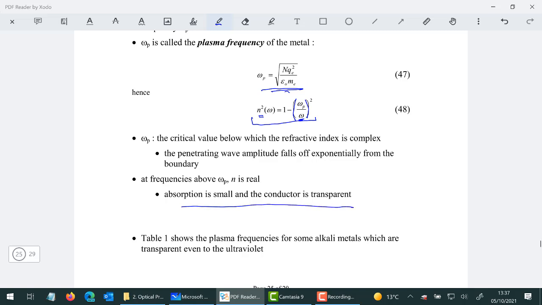When we have a complex refractive index, that means that the wave which penetrates into the metal will have an exponential decay from the boundary, and for real n, the absorption is small and the conductor then becomes transparent. So in other words, if we go above the plasma frequency, we can actually see straight through the metal. It becomes transparent instead of opaque, and the light can travel straight through it.